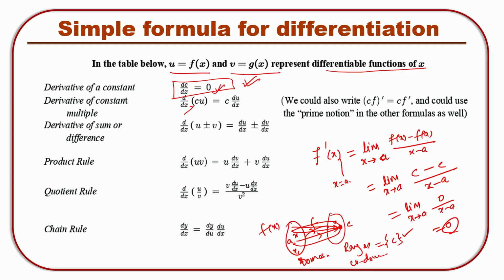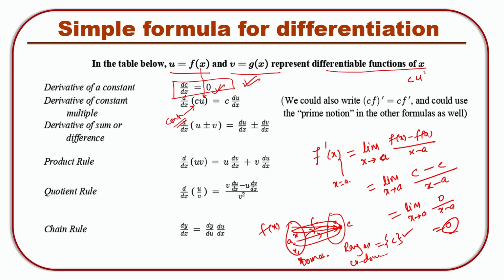Similarly, the derivative of a constant multiplied by a differentiable function. So, we have c as a constant, and u is f(x), which is a differentiable function. You can take c outside of the derivative, that means c into the derivative of u divided by dx, right? So, we can use this as (cu)' is nothing but c into u', with c taken as a constant. Similarly, the derivative of a sum or difference is nothing but the sum or difference of the individual derivatives.